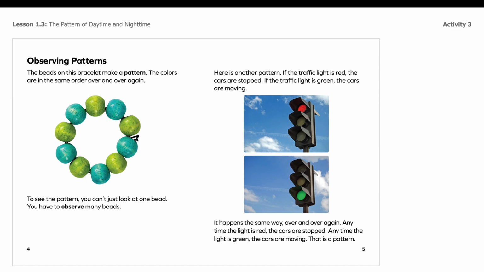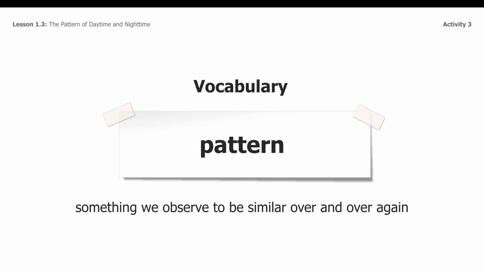Here is another pattern. If the traffic light is red, the cars are stopped. If the traffic light is green, the cars are moving. It happens the same way over and over again. Anytime the light is red, the cars are stopped. Anytime the light is green, the cars are moving. That is a pattern. Okay, so I've been using that word, which hopefully you guys have heard before. But let's talk about what a pattern is. A pattern is something we observe to be similar over and over again.